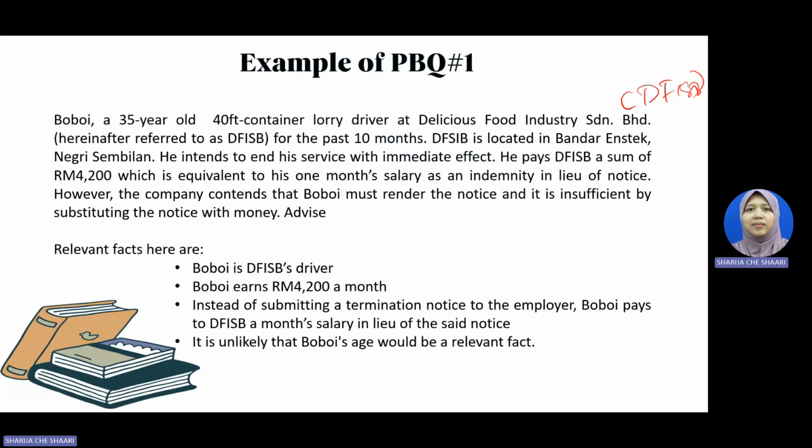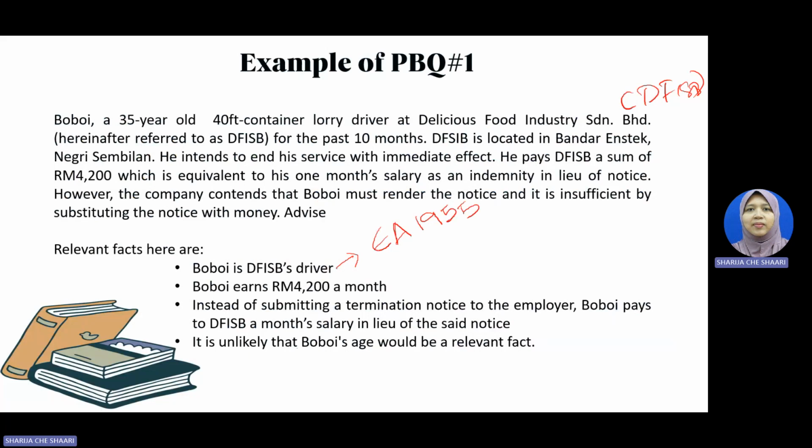So the facts here: Boboy is the FISB driver, and where is it? It is in Bandar Estak. So why is this important? Because you have to determine whether the Employment Act is applicable. Bandar Estak is in Negeri Sembilan, so meaning that he is under the purview of the Employment Act. What about his salary? It is 4,200.